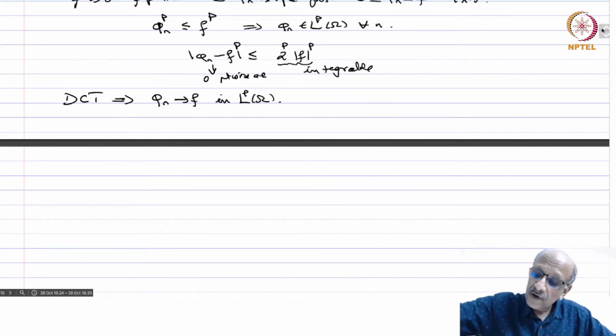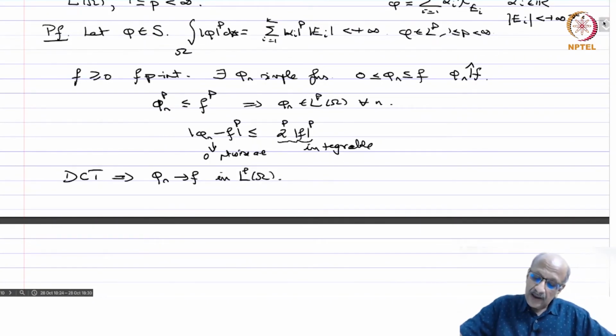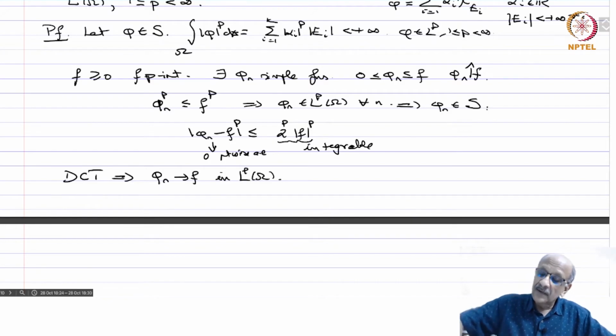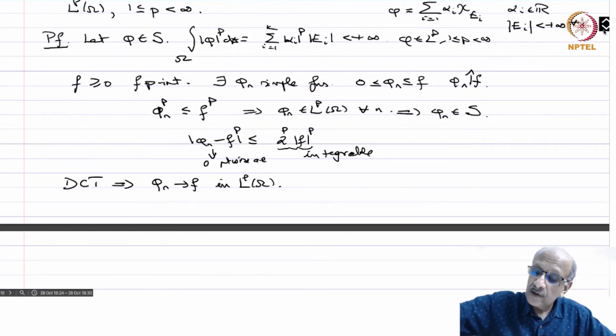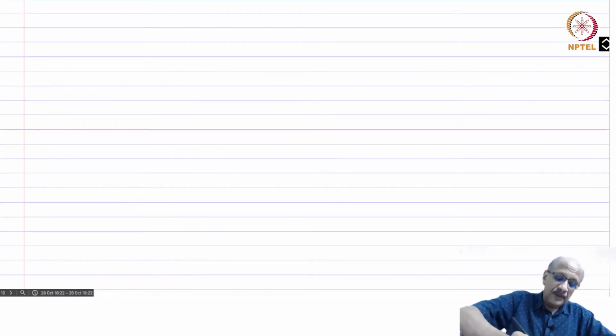Also, further, I forgot to say one thing. Since φ_n is less than or equal to f, φ_n is in L^p, and therefore this implies that φ_n has to belong to S also. Because if it did not vanish outside a set of finite measure and it's a simple function, then the integral would blow up. So φ_n automatically belongs to S, and therefore we have approximated f by means of simple functions which vanish outside a set of finite measure.